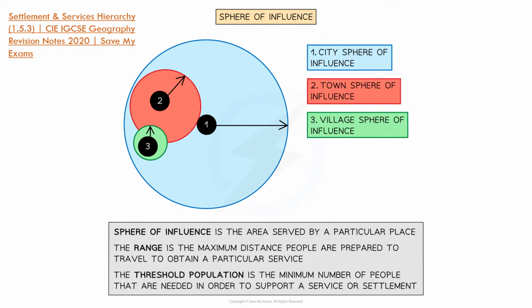And here is an excellent diagram I took from Save My Exams that really sums up other things that you might be asked to consider. How would you go about investigating a city sphere of influence, a town sphere of influence, a village sphere of influence? Land use change could be useful for that, to look at key land uses in different towns. And also there's some good definitions here for you to be aware of.